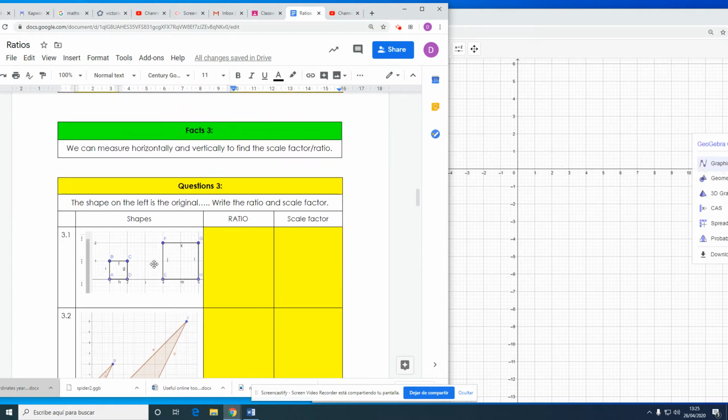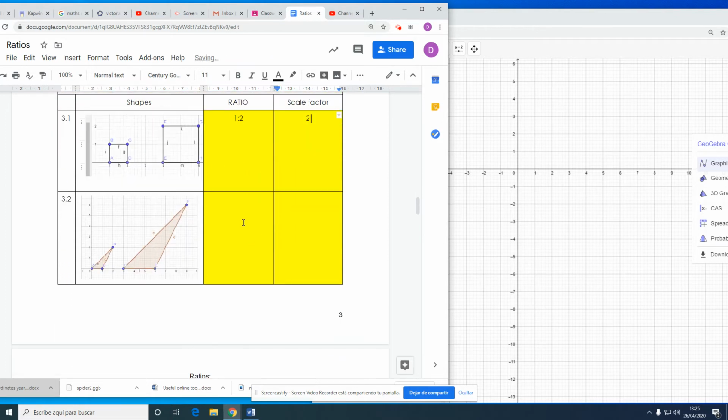In these questions here where we have pictures and we have to say what's the scale factor and the ratio, look at the size. It's 1 long and this is 2 long. So it starts off 1 and it gets twice as big. This length and this length is twice as big as this length. And this length is twice as big as this length. So the lengths are 2 times bigger. So scale factor is 2.